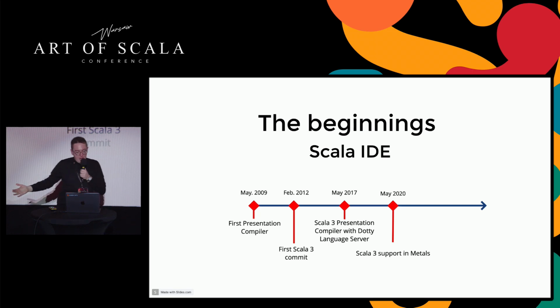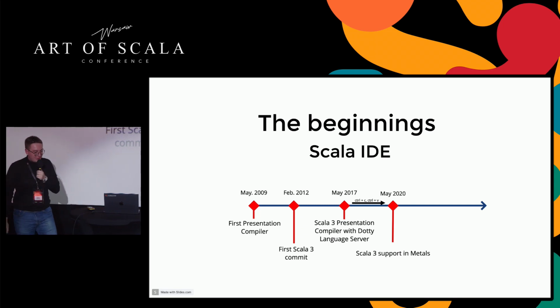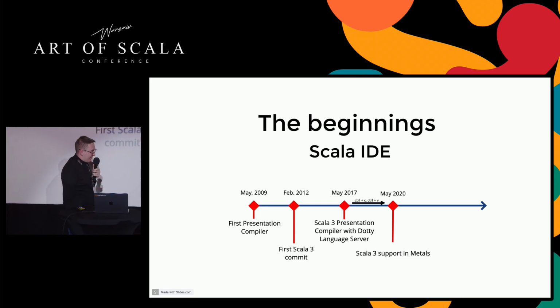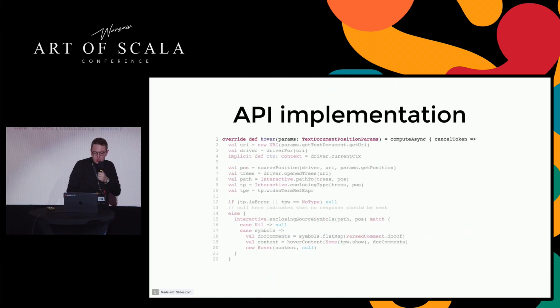And how did it look? Basically, it was the oldest trick in the programmer's book. It was copy-paste. We just copied the presentation compiler from Dotty and moved it to Metals. So at that moment, we deprecated the Dotty language server, and Metals became the standard basic IDE for internal compiler development. So that's it for the history for now.